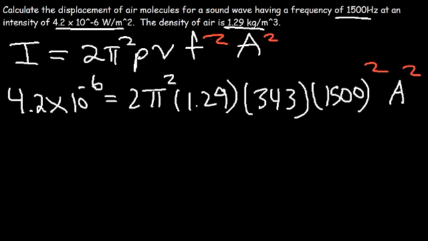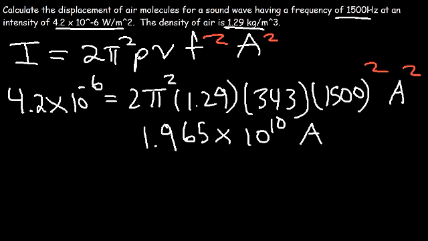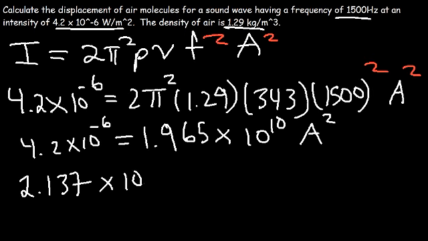Two pi squared times 1.29 times 343 times 1500 squared is about 1.965 times 10 to the 10. So let's divide both sides by that number. So 4.2 times 10 to the minus 6 divided by 1.965 times 10 to the 10. That's equal to 2.137 times 10 to the minus 16. And that's equal to A squared.